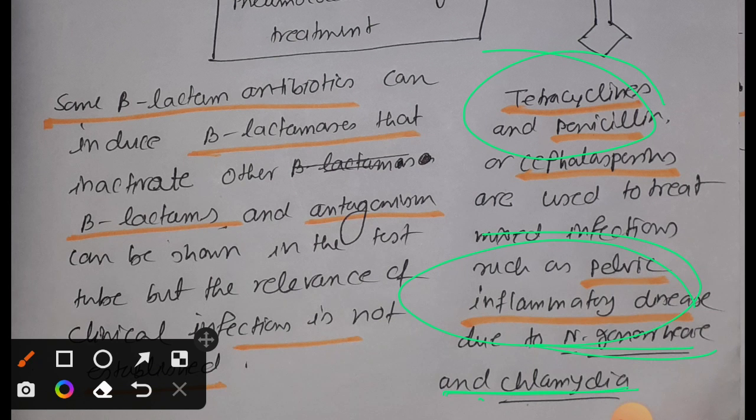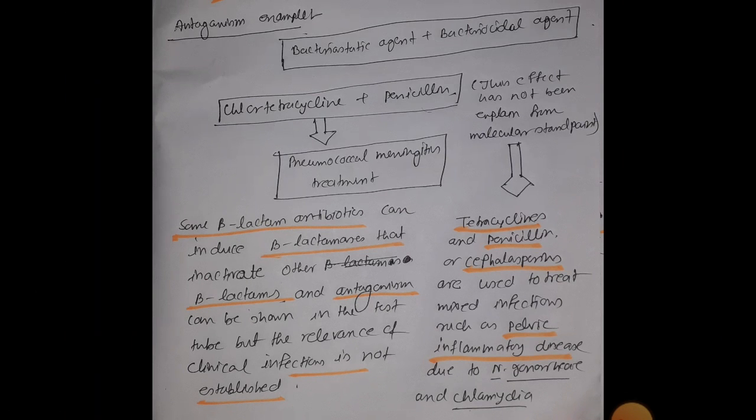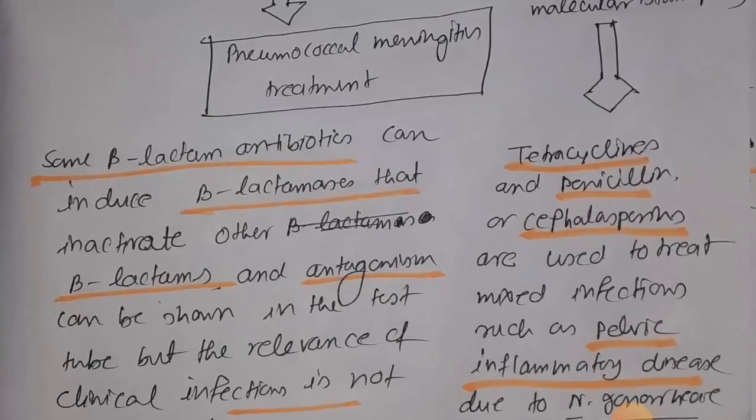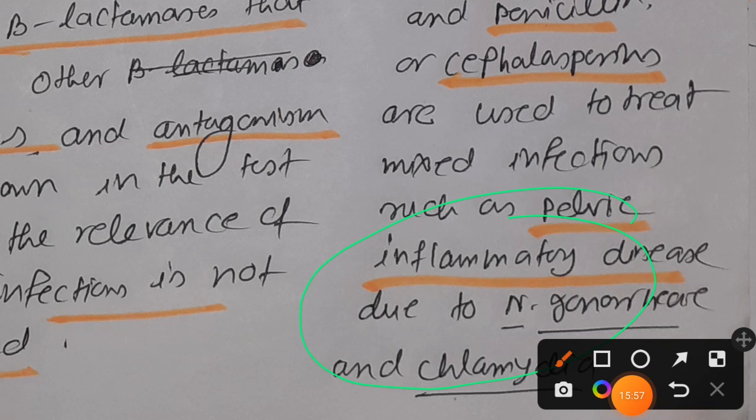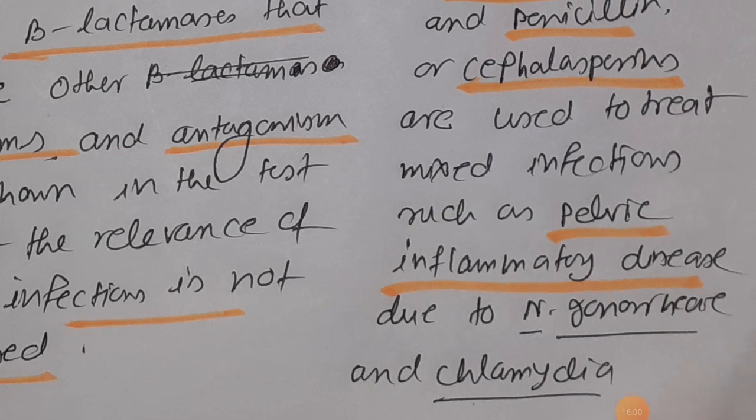For example, pelvic inflammatory disease due to Neisseria gonorrhea and chlamydia. Okay, because I have told you that we are not only mixing antibiotics just for preventing bacterial resistance, or just for getting a good antibacterial activity. No, we are also using antibiotics in a mixture so that we can treat mixed infections caused by gram positive and gram negative bacteria. For example, pelvic inflammatory disease caused by Neisseria gonorrhea and chlamydia. Okay, clear?